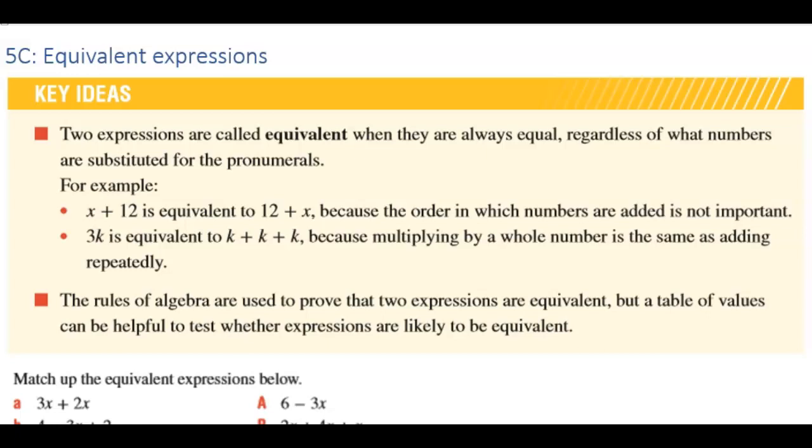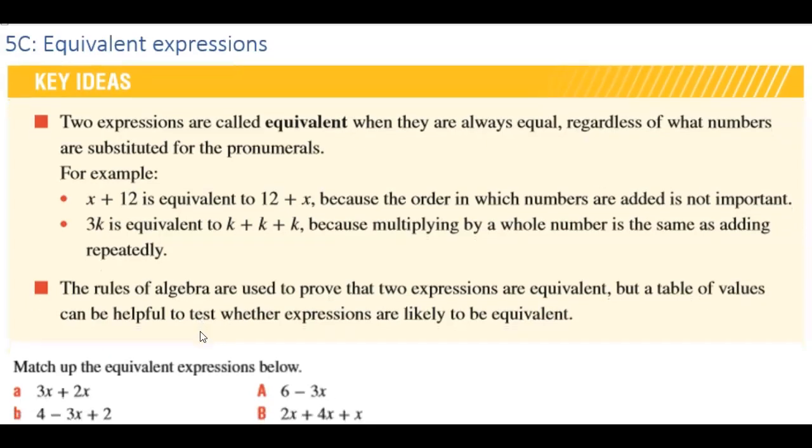First of all, two expressions are called equivalent when they are always equal, regardless of what numbers are substituted for the pronumerals. So for example, x plus 12 is the same as, or equivalent to, 12 plus x, because the order in which numbers are added is not important. Another example is 3k is equivalent to k plus k plus k, because multiplying by a whole number is the same as adding repeatedly. Okay, so that's two examples of equivalent expressions.